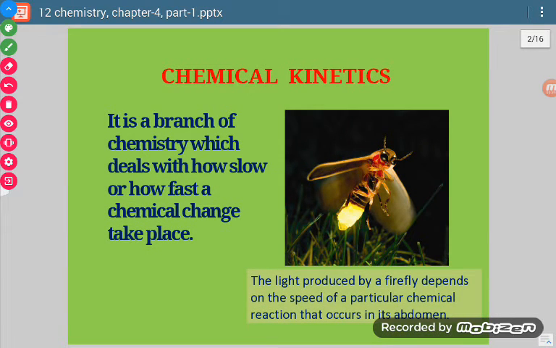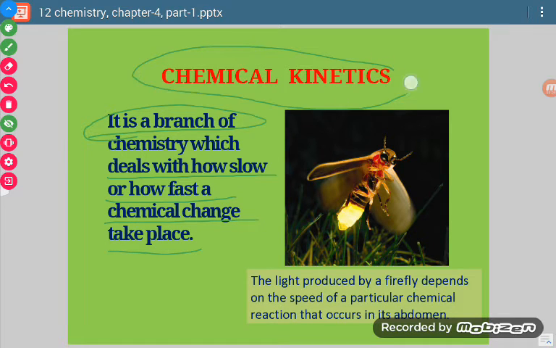Now first of all, what is chemical kinetics? Chemical kinetics is a branch of chemistry. This is the branch of chemistry which deals with how slow or how fast a chemical change takes place. Means, in simple words, chemical kinetics is the branch of chemistry which deals with the speed of a reaction.